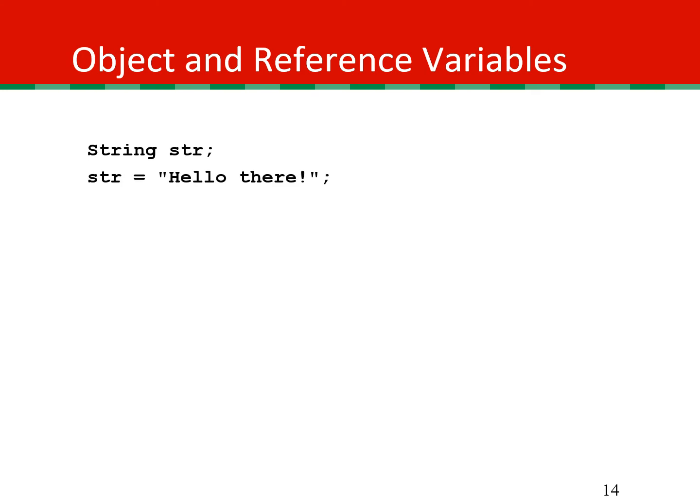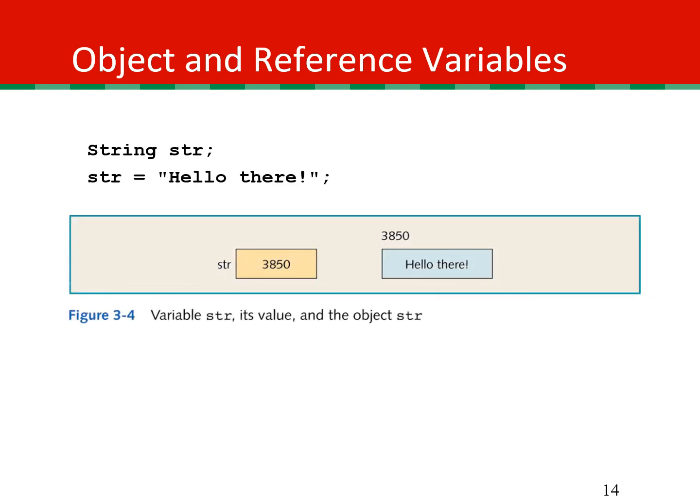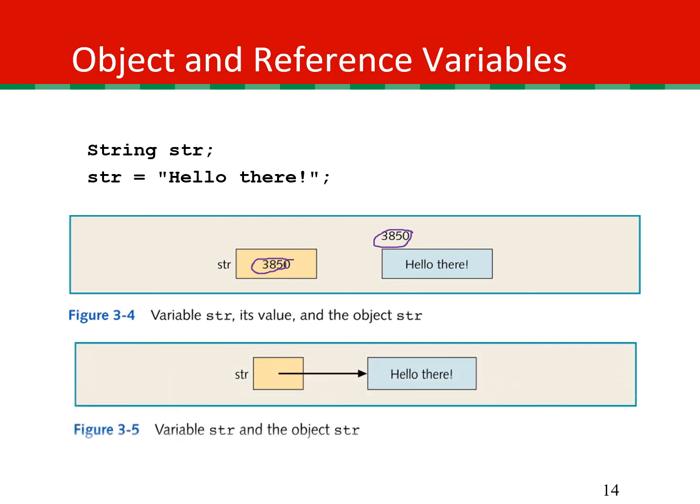Okay, object and reference variable. So what happened here? You create a str of the type string, and then you give an initial value to it. What happened is str is not having the word hello here, but it's actually only having the address of the object created. The object is somewhere else, and here it's only storing the address.